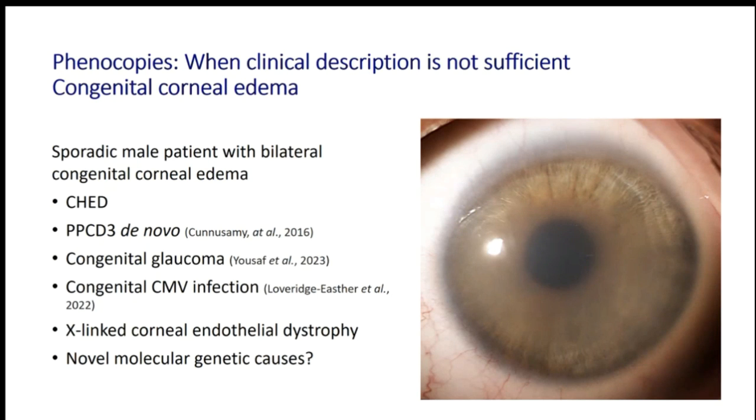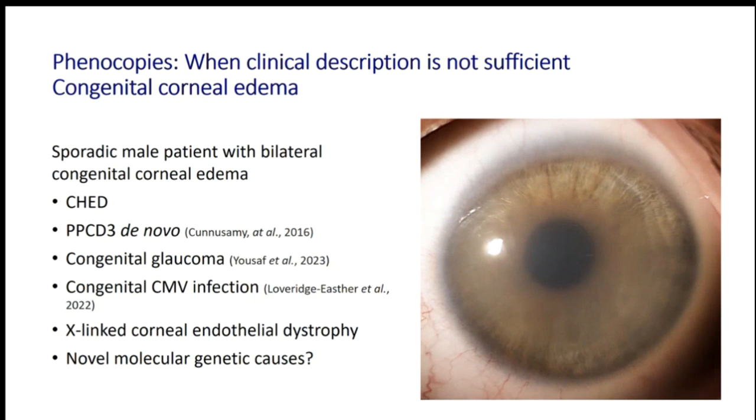Another example showing the utility of molecular genetic analysis is a sporadic male patient with bilateral congenital edema and no family history. Below are all the possibilities that he can actually have. So which one would you choose? The most likely diagnosis is congenital hereditary endothelial dystrophy.